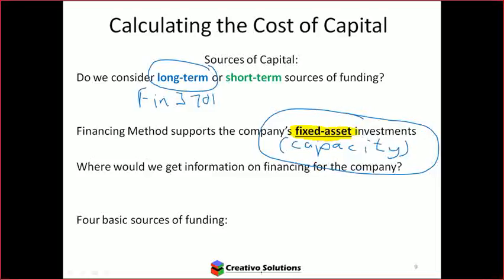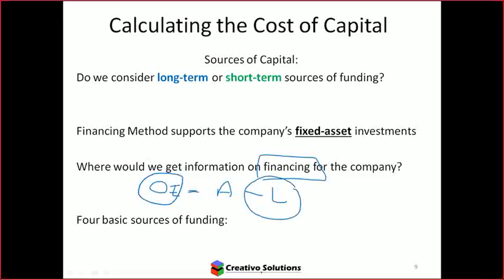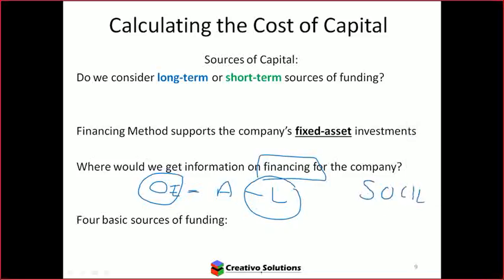Right, so where would we get the information from? Statements of financial position. Yes, you could look at it there because you'll see the owner's equity and the liability. Those are the two that I'm focusing on. Or you could also look at the statement of changes in equity, because that'll tell you about the equity specifically. Right, so the best place would be what you said earlier, which was the statement of financial position. Right, so give me some basic sources of funding.